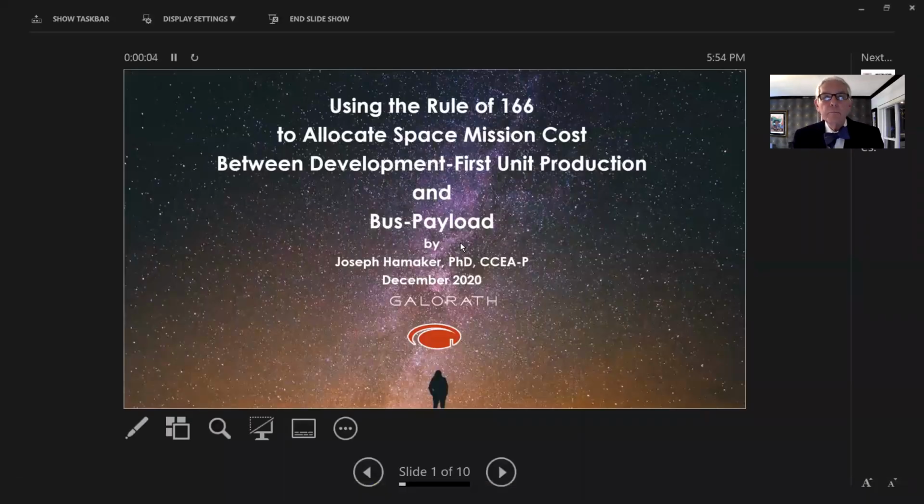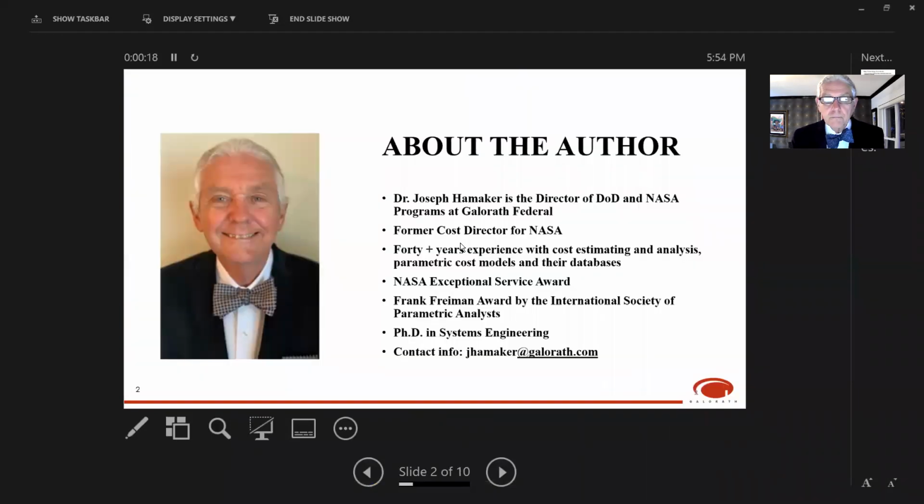Hello, I'm Joe Hamaker, and in this talk, I'll be discussing how to use something called the Rule of 166 to allocate space mission costs between development and first unit production costs, and between the spacecraft bus and the payload.